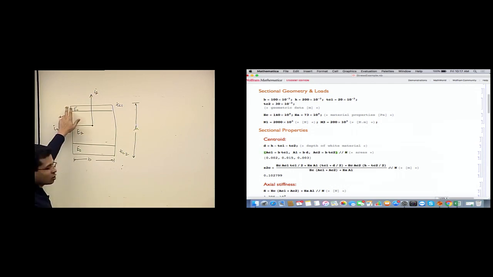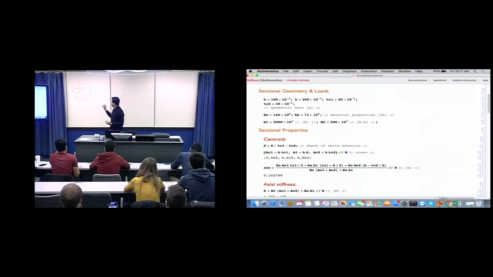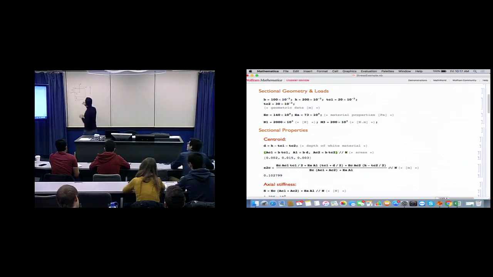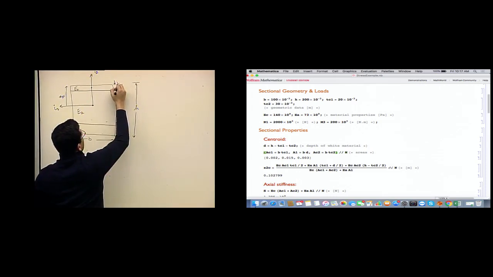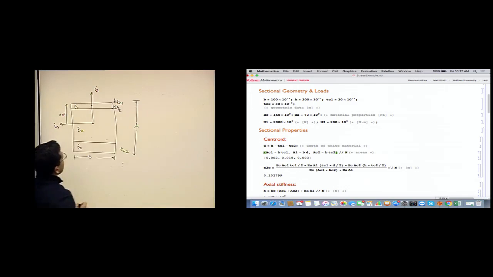And we know the area of the top layer. Also, this section is comprised of rectangular sections. So we know the sectional centroid for each of those layers, right? The sectional centroid for this layer would be at TC1 over 2 from the bottom part of this layer.